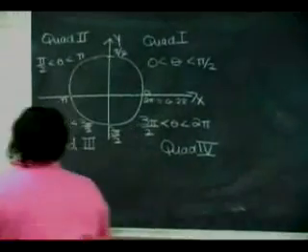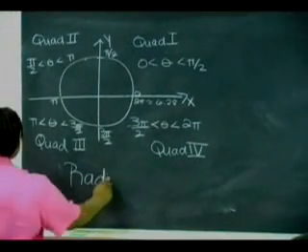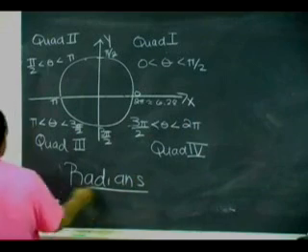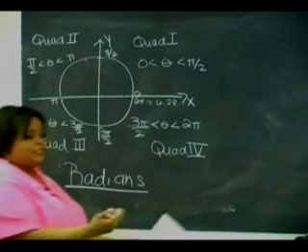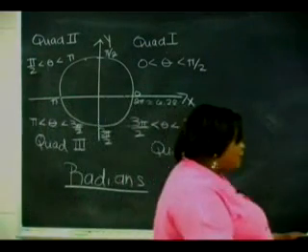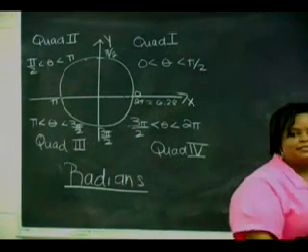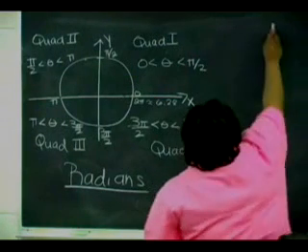Okay. We used this circle here to denote angles that were in what? Radians. We're now going to do the circle again, but now we're going to talk about degrees. So let's look at degree measure.